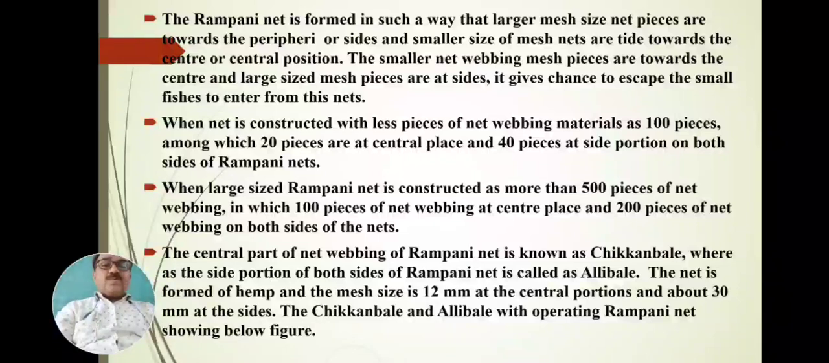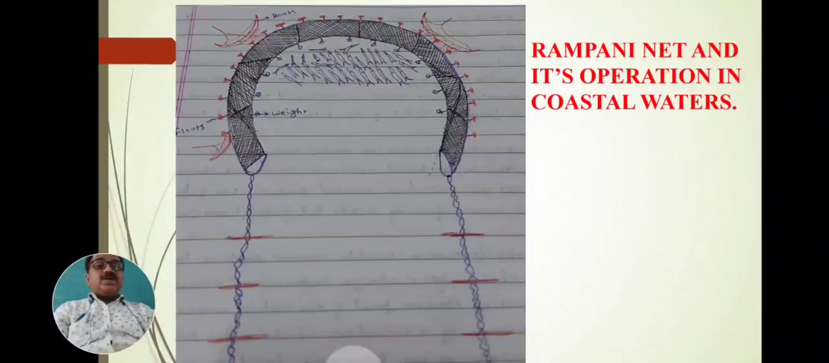The net is formed with hemp and mesh sides. The net is formed with the help of mesh, hemp, nylon, cotton thread or jute thread, and the mesh size of this net is 12 mm at the center and about 30 mm at the sides. Chicken bale and ali bale with the operating Rampani net are shown in the figure below.